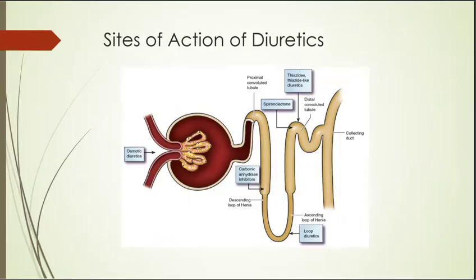In this diagram, it shows where the different classes of diuretics work inside the nephron. Carbonic anhydrase inhibitors work early in the proximal tubule, right here. Loop diuretics act in the ascending loop and are the most powerful, removing large amounts of sodium and water. Thiazide diuretics, right here, work in the distal convoluted tubule, causing moderate fluid loss and are commonly used in hypertension.